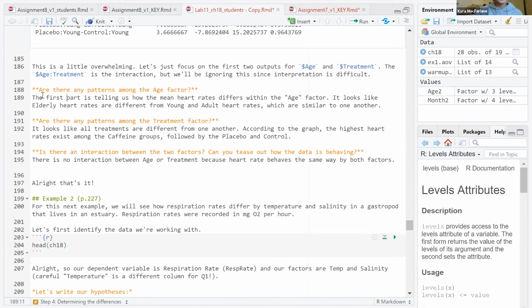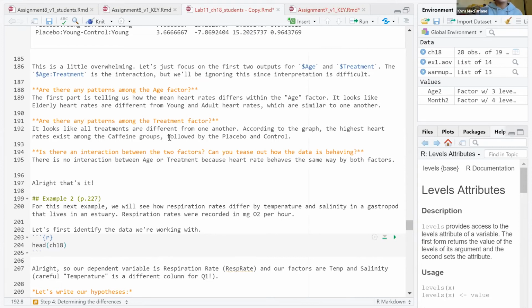So, are there any patterns among the age factor? So the first part is telling us how the mean heart rate differs within the age factor. It looks like elderly heart rates are different from young and adult heart rates, which are similar to each other and higher than the elderly heart rates.